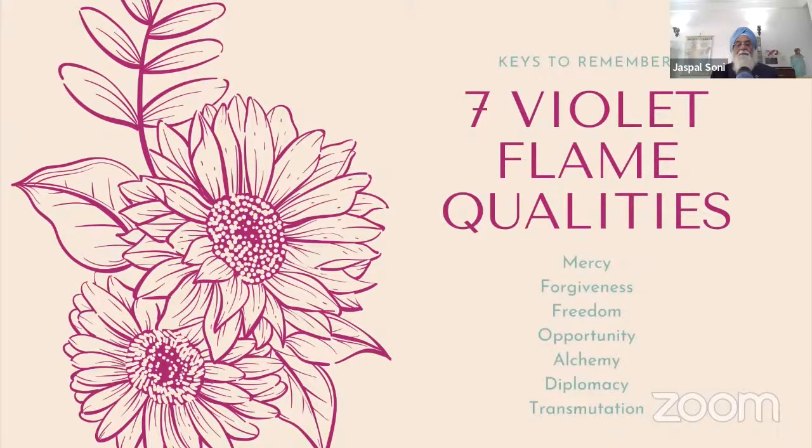The violet flame is a multifaceted flame. It has 7 different qualities. They are mercy, forgiveness, freedom, opportunity, alchemy, diplomacy, and transmutation.